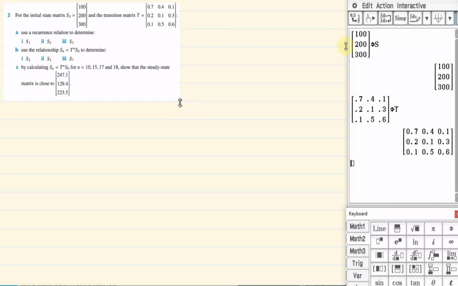Welcome to the channel, guys, and this short episode, hopefully short, on calculating and evaluating state matrices using a transition matrix. So we're going to use the recurrence relation to determine S1, S2, and S3.